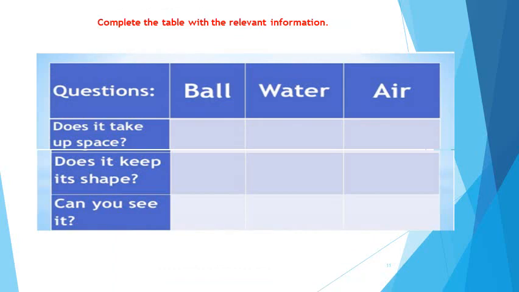After we learned a lot of things about matter, we need to check our understanding. So we have here questions and we have 3 objects. We have bowl, water, and air. And we have 3 questions. Does it take up space? Does it keep its shape? Can you see it? So you're going to think bowl, which state of matter, and then what are the answers of the questions? Then water, which state of matter, and again, what are the answers of the questions? Then air, which state of matter, and what are the answers of the questions.